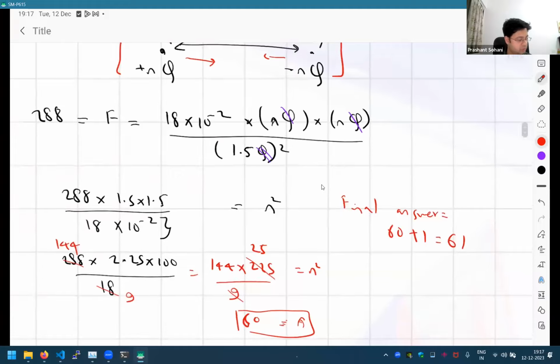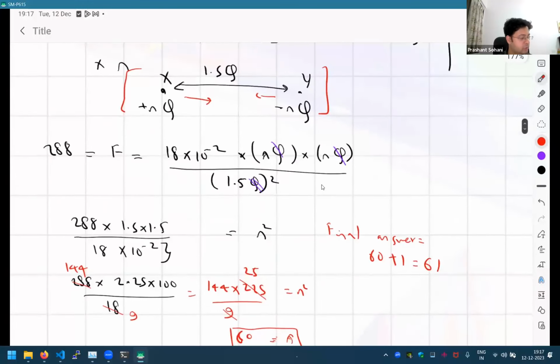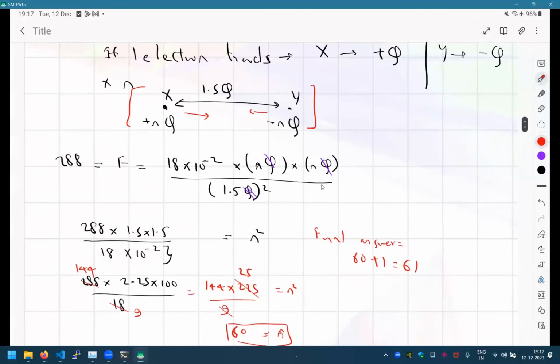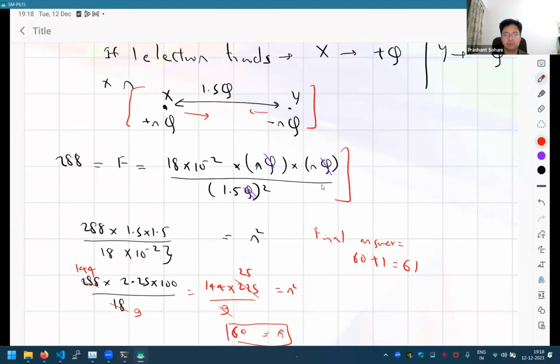Okay, so I'll just pause for 1 minute if you want to copy anything. And the tricky part of this question where somebody might make a mistake was just the sign. When one electron goes from x to y, whether x becomes positive or y becomes positive, that could be the small point of confusion. Otherwise, this is a direct application of the formula which all of us should know. There is nothing more than that.